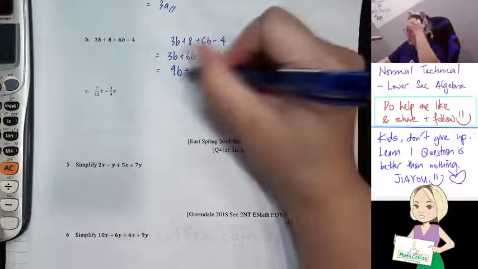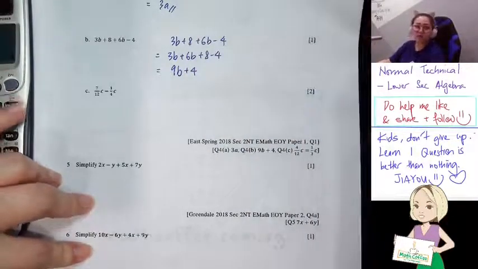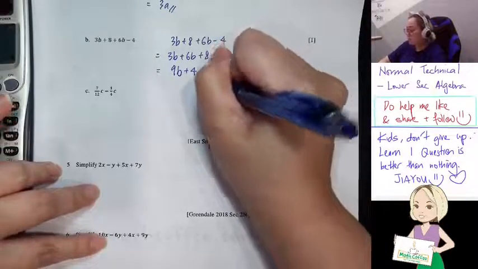Yes, so it's 9b plus 4. And 9b plus 4, you cannot simplify, right? 9 bananas plus 4 oranges, you cannot add them together. So that's the final answer.